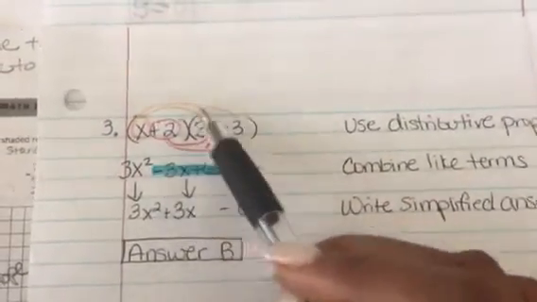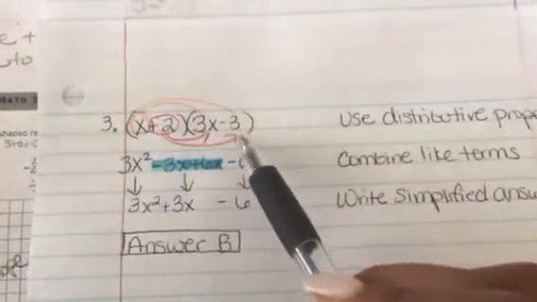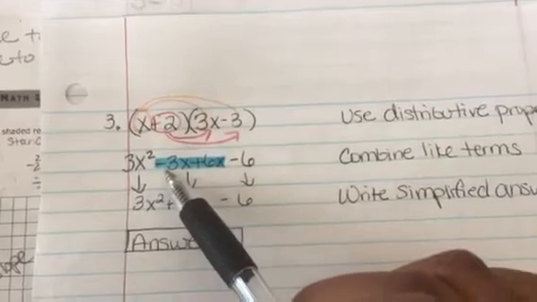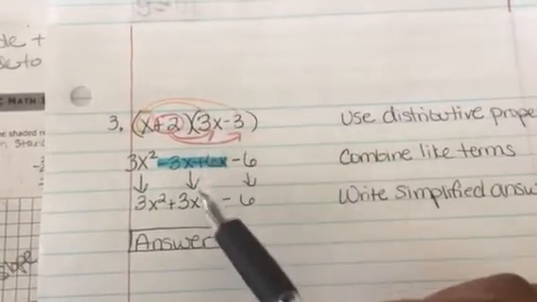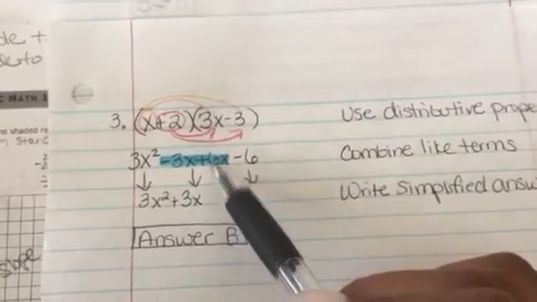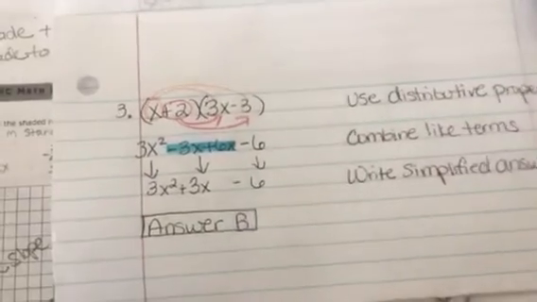We have x times 3x, which gives us 3x squared. We have x times negative 3, which gives us negative 3x. We have 2 times 3x, which gives us positive 6x. And we have positive 2 times negative 3, which gives us negative 6.